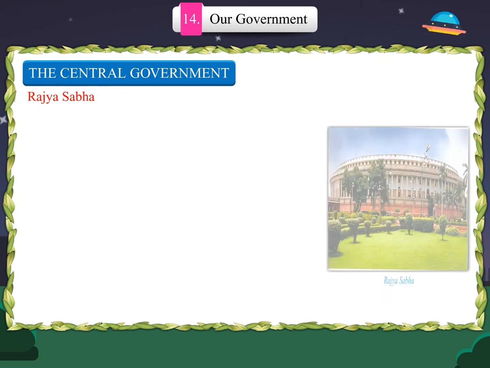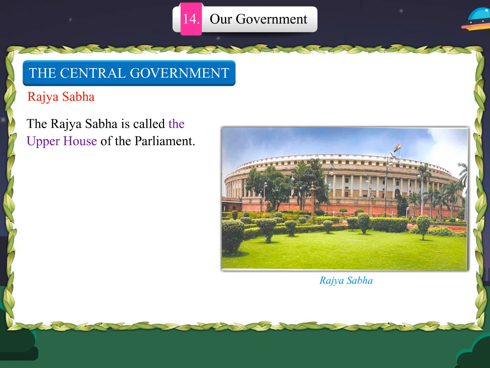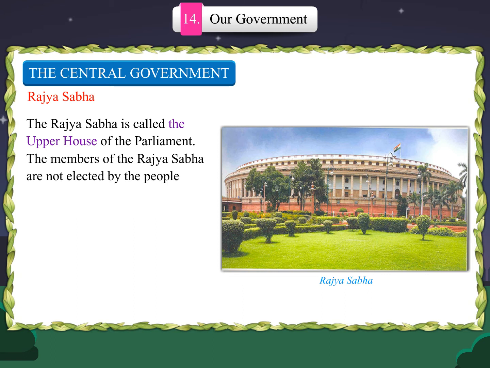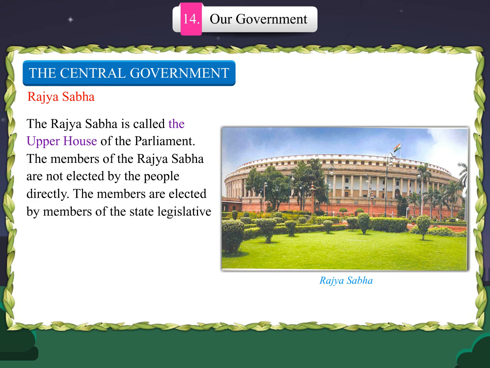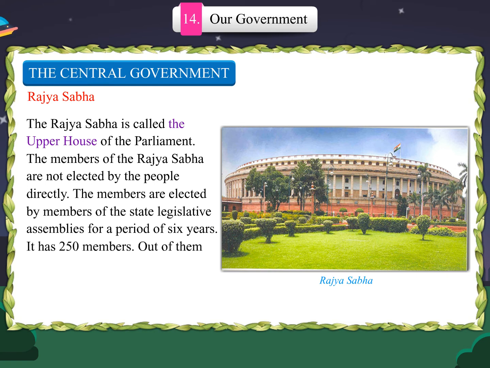Rajya Sabha. The Rajya Sabha is the upper house of the Parliament. The members of the Rajya Sabha are not elected by the people directly. The members are elected by the members of state legislative assemblies for a period of 6 years. It has 250 members. Out of them, 12 are nominated by the President of India.